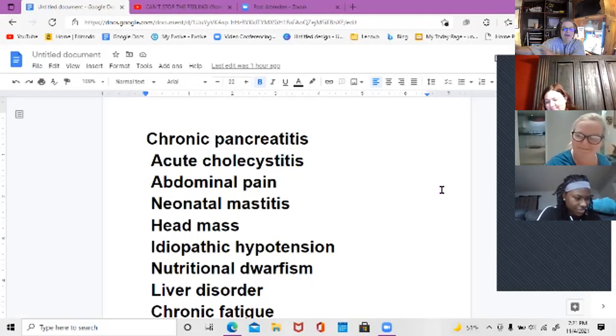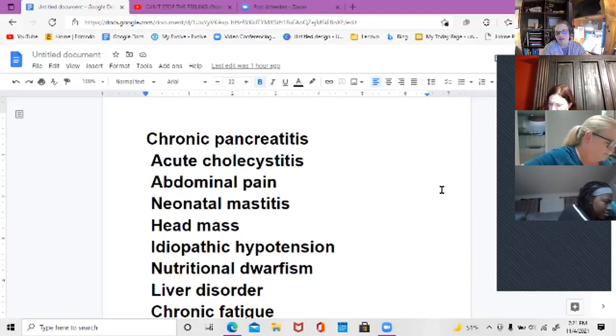Right. So hypotension and idiopathic, y'all, I love that word, idiopathic. Idiopathic hypertension. So hypotension is actually our key term, and idiopathic is the type of hypotension.